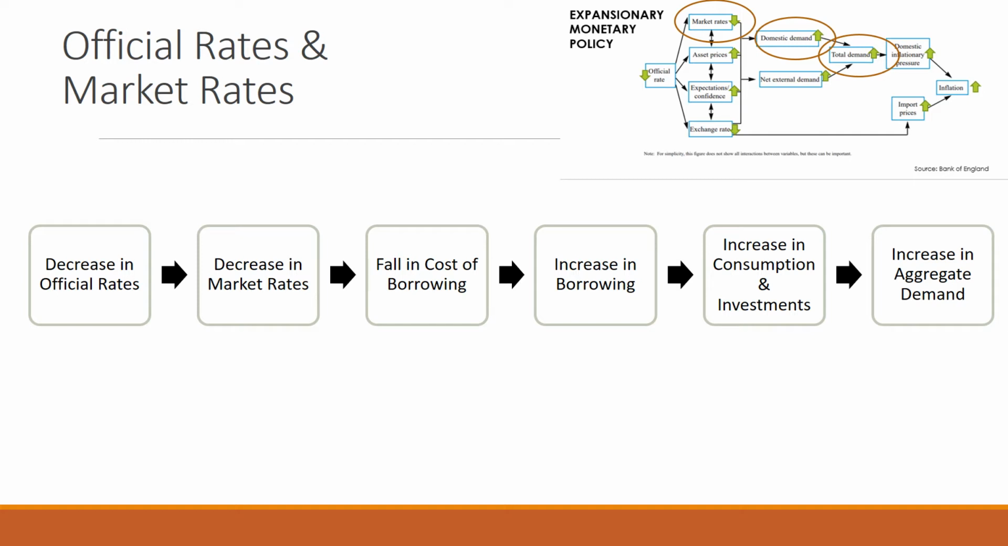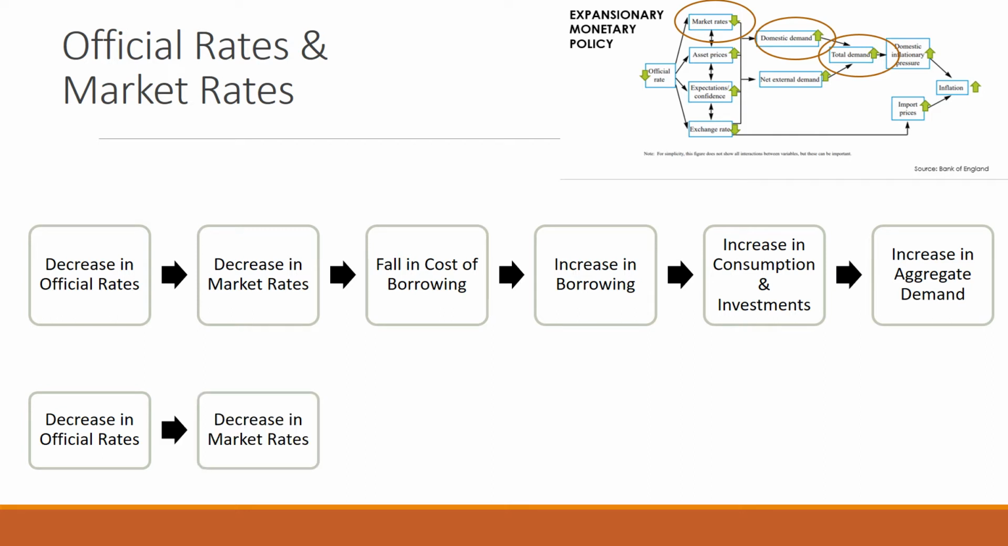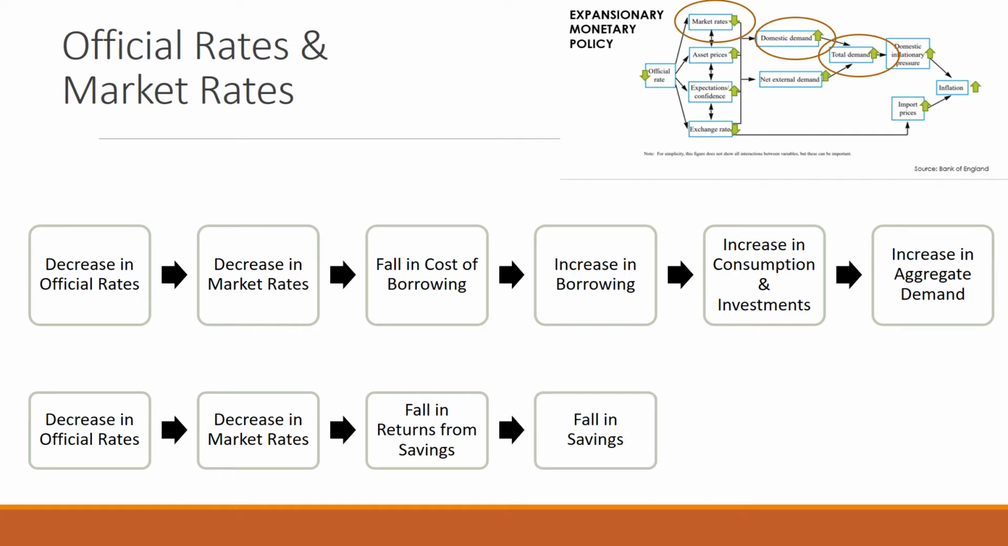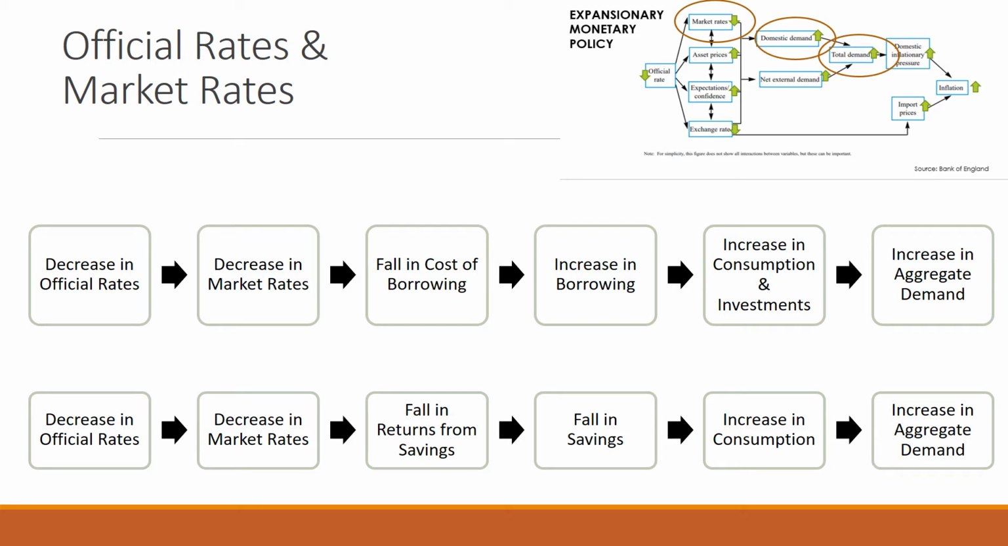Similarly, if there is a decrease in official rates, which leads to a decrease in market rates, this could also lead to a decrease in the returns from savings. A decrease in the returns from savings would discourage households from saving their money, and therefore they may spend their money and consume more instead, leading to an increase in consumption as well, which could also lead to an increase in aggregate demand.